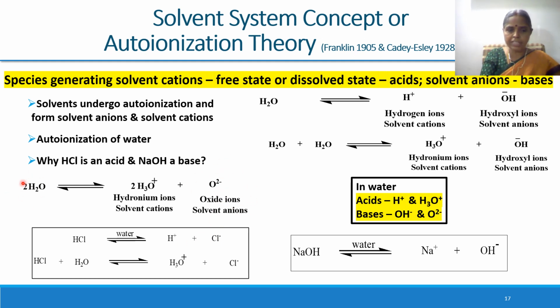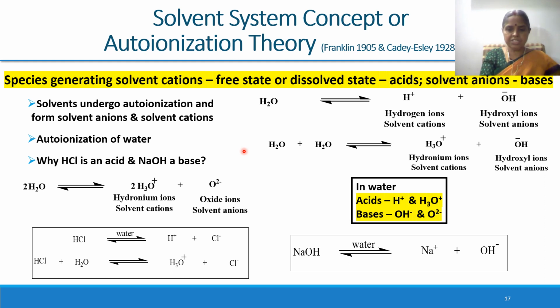You can see here 2 H2O molecules forming 2 H3O plus ions and the oxide anion O2 minus. So, auto ionization of water will result in the formation of H plus and H3O plus. So, those substances which release H plus and H3O plus ions in water are acids according to this theory. What is the name of this theory? The name of this theory is auto ionization theory.